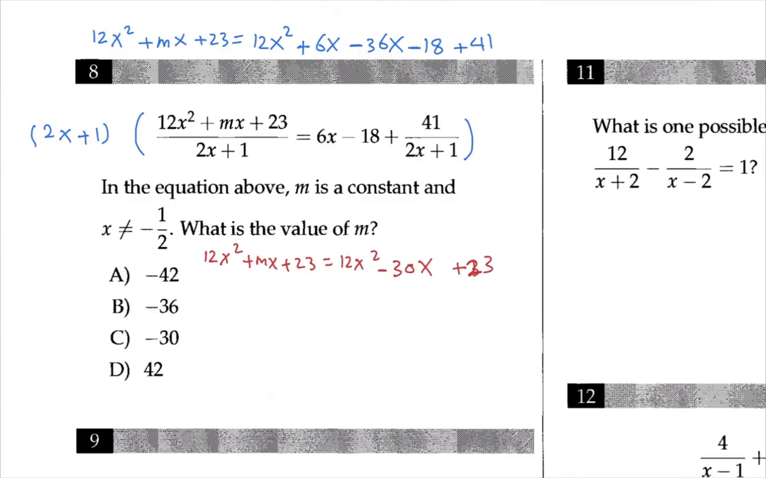That's good. So here, the first term is the same as the first term. The last term is the same as the last term. This is x and this is x. It means, bravo, that m equals how much? m is negative 30. The answer is C.